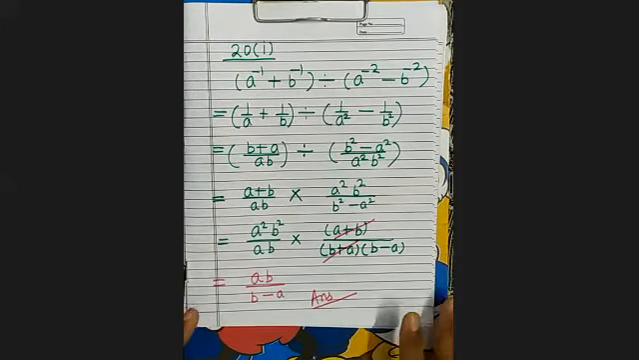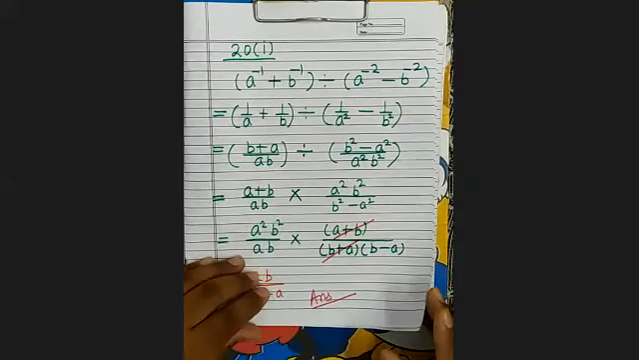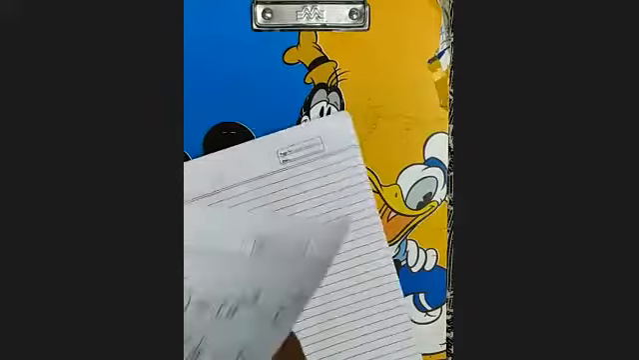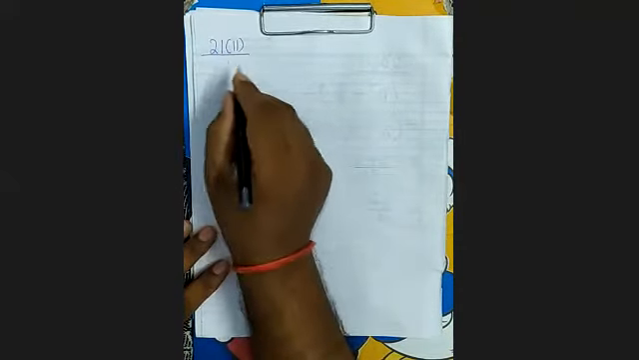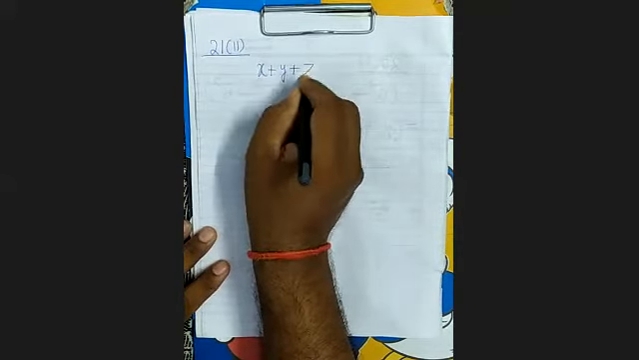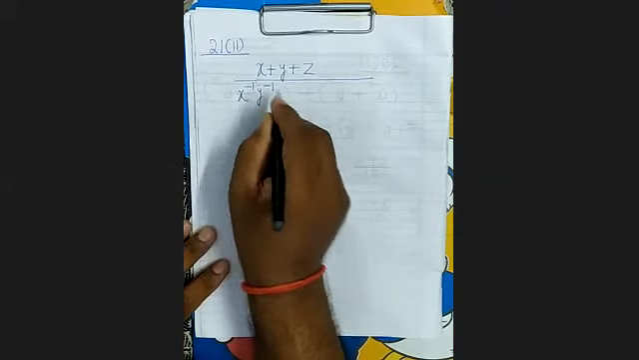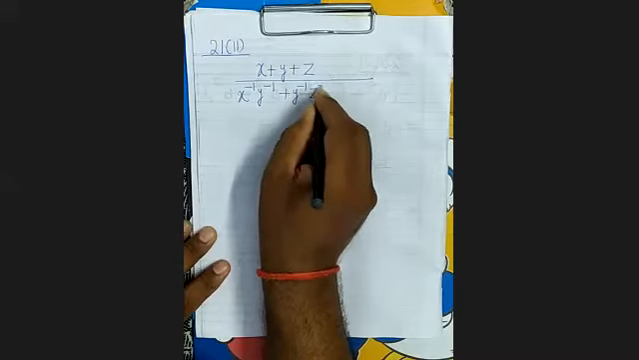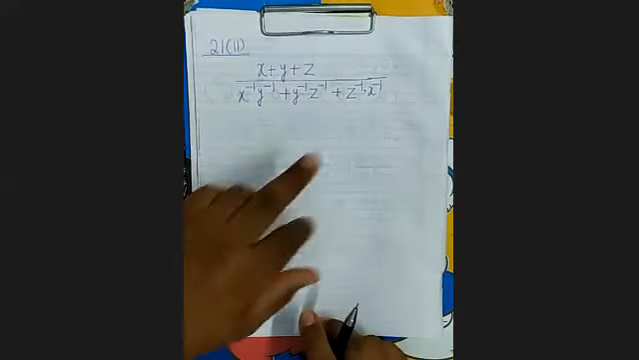Now, 21 second part. So see here. Second part: it is (x plus y plus z) divided by, taking LHS, x to the power minus 1 y to the power minus 1 plus y to the power minus 1 z to the power minus 1 plus z to the power minus 1 x to the power minus 1. You have to prove that it is equal to xyz.